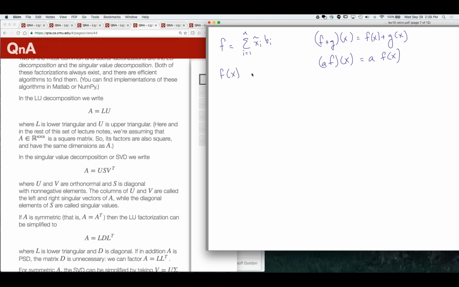f of x is equal to the sum i equals 1 to n of x tilde i b i applied to x, right? And that's equal to, we'll just pull it out, the sum from i equals 1 to n of x tilde i b i of x, right? And so that's how you evaluate a function that's represented as a linear combination. I think I posted about that on Piazza, but it's good to go over it in front of the whole class as well.